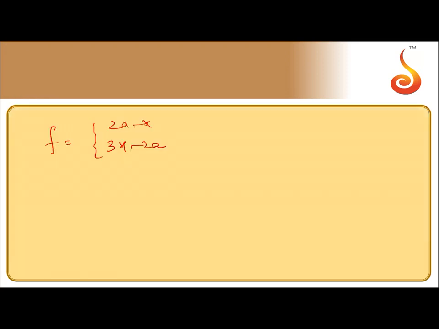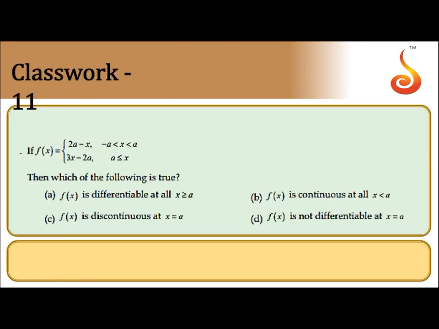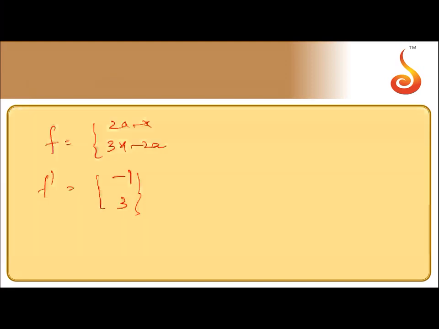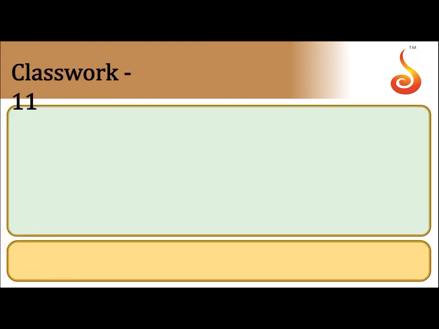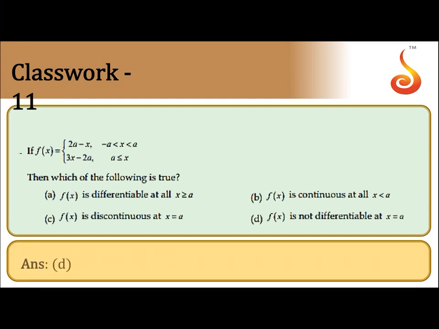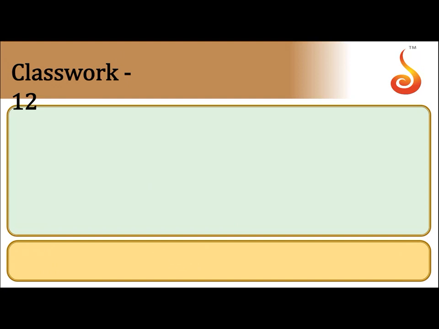So for the values of x greater than a, f dash is equal to 3, and for x less than a, f dash is equal to minus 1. Both of them are not equal at the point x equals a. Therefore the derivative at the point x equals a, f dash of a minus, is not equal to f dash of a plus. And therefore the function is not derivable at the point x equals a. The function is not differentiable at x equals a.